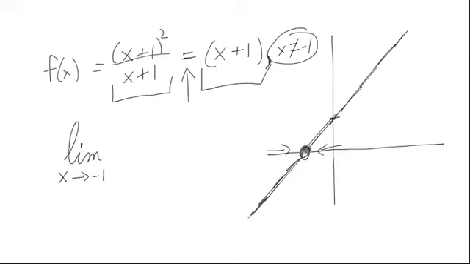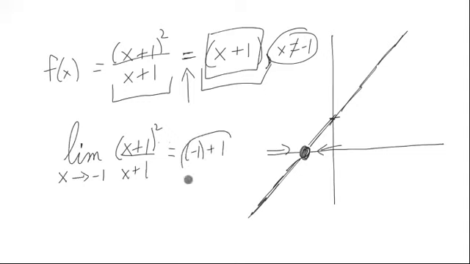Well, there is. And that value is, so yeah, I'm taking the limit of this expression. And that value is precisely just taking the algebraic equivalence and plugging in -1. So -1 plus 1, which is equal to 0.